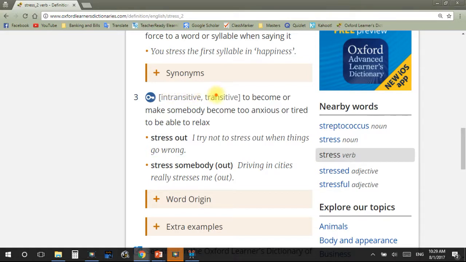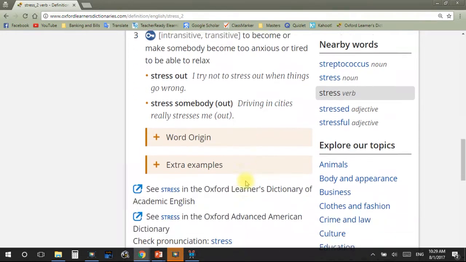Also, we see that we can use it as a transitive verb, which means that we'll need an object to stress somebody out. So for example, driving in cities really stresses me out. So we notice that we can use it both ways.